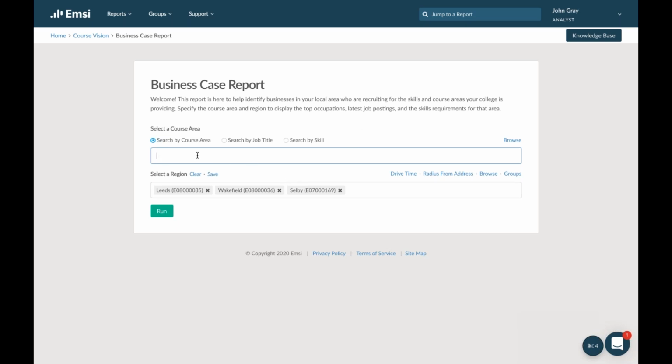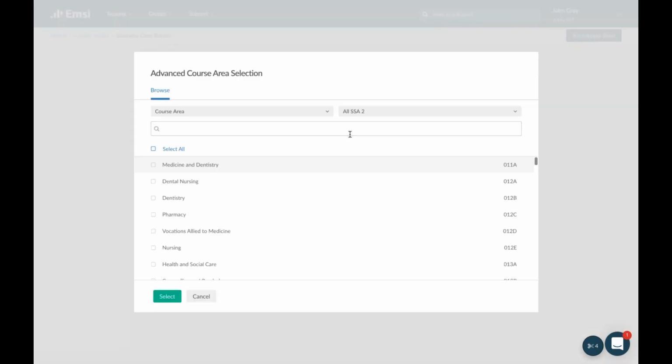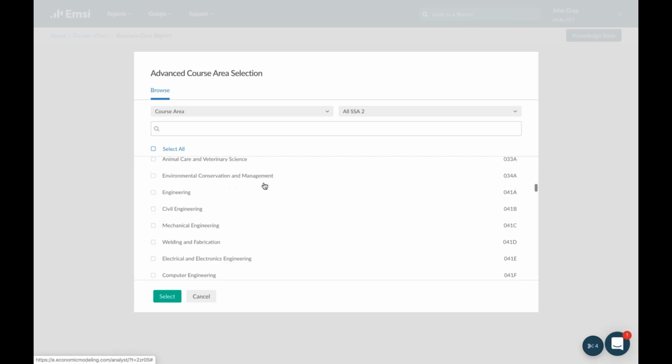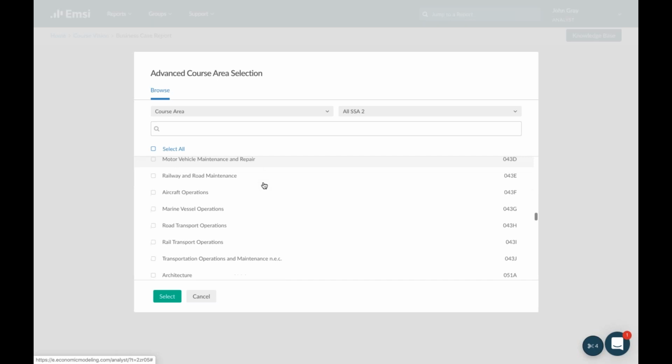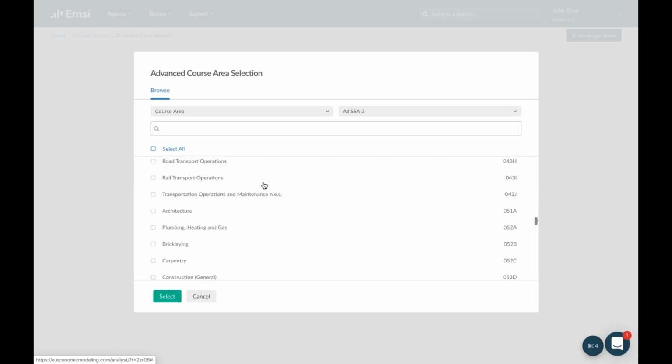So we're going to search by course area. Now, one little tip here that I always recommend is just to have a look at the browse list first. So I clicked on browse there. Have a look through the list and make sure that you're aware of all the different areas which may be relevant to your curriculum area. So I'll give you an example. I'm just trying to find it.